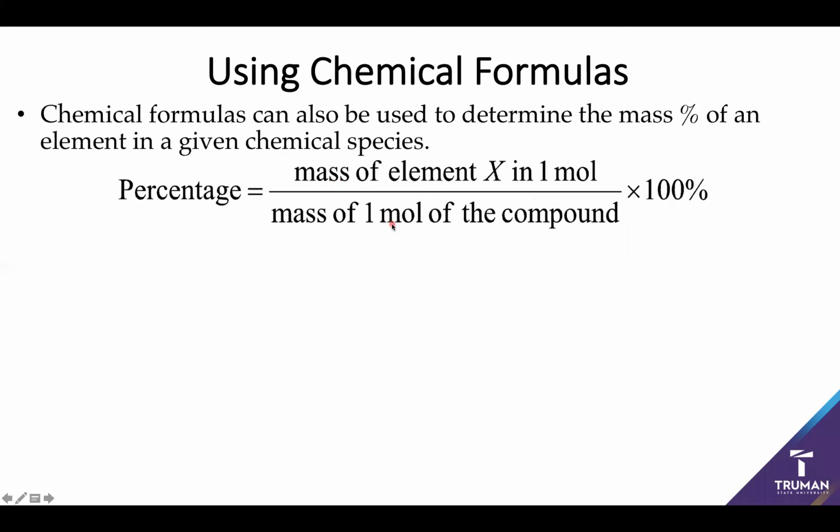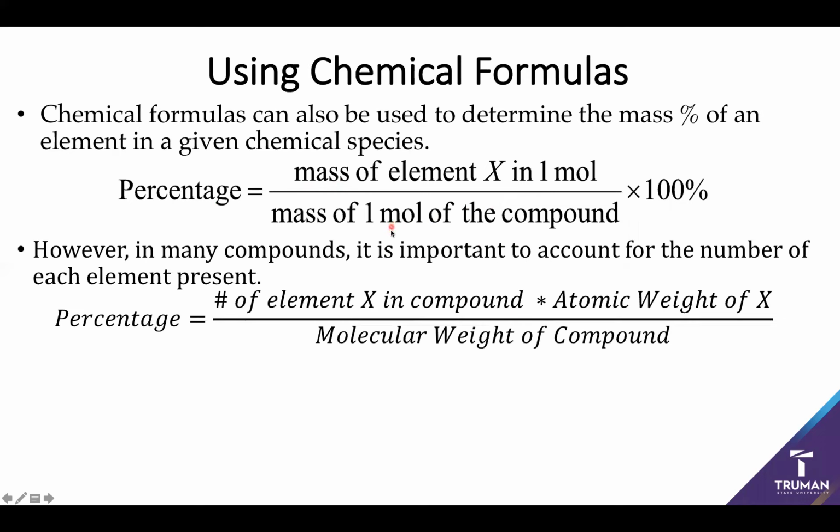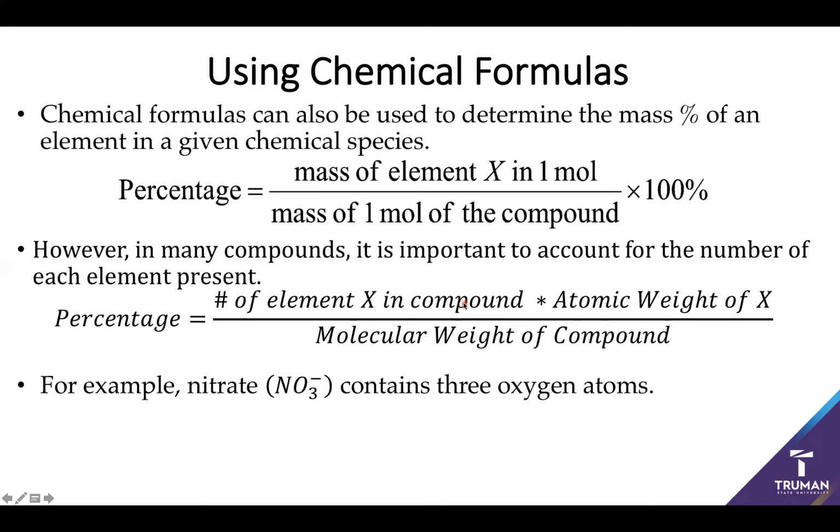So the mass of 1 mole of the compound is going to be fairly easy to figure out. That's just the molecular weight. However, the mass of a given element is a little trickier because we need to know 2 things. First, the atomic weight of that element, and also how many moles of that element are in a given mixture. So for example, let's say I've got something like nitrate. So nitrate is a nice negatively charged ion, it contains 1 nitrogen atom and 3 oxygen atoms, which means if you're trying to determine the percent weight of nitrogen, we only have 1 nitrogen. But if you're trying to do it for oxygen, we've got 3 oxygens.